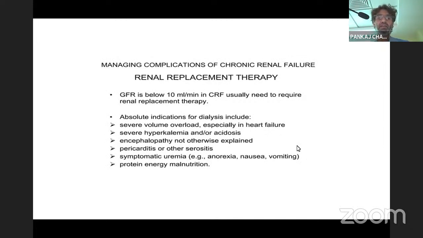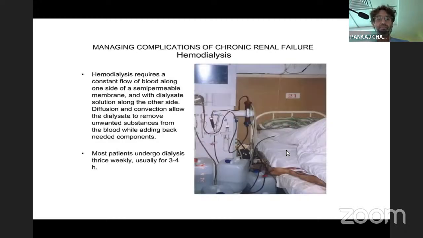Renal replacement therapy: if the GFR is below 10 ml per minute, you need to start renal replacement therapy. Absolute indications are severe volume overload, especially congestive heart failure, severe hyperkalemia of more than 6.5, acidosis with pH of less than 7.1, encephalopathy which is not otherwise explained, pericarditis or symptomatic uremia, and protein energy malnutrition. This is a picture showing dialysis going on.